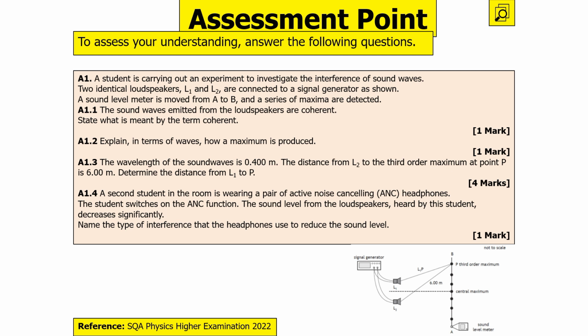Then a second student in the room is wearing a pair of active noise cancelling headphones. The student switches this function on. The sound level from the loudspeakers heard by the student decreases significantly. Name the type of interference that the headphone uses to reduce the sound level. So pause the video now, then unpause the video when you want to go through your answer.